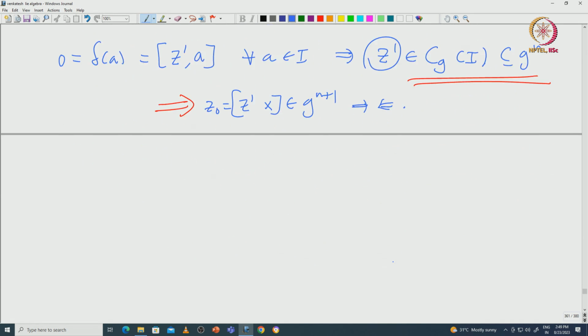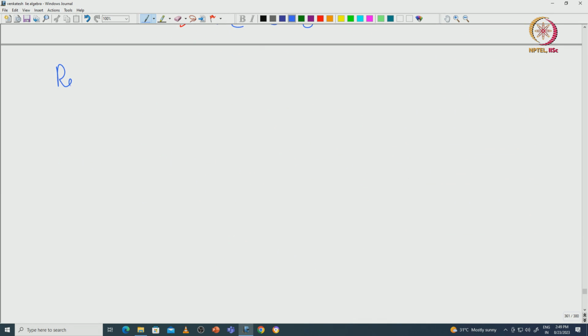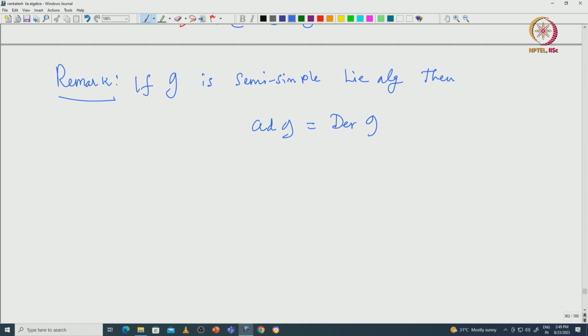Okay. So, here is a remark which will actually be proved later. Okay. In case we deal with what is called a semi-simple Lie algebra. So, if g is a semi-simple Lie algebra, then one can prove that this ad g is exactly equal to the derivations of g. Okay. There are no outer derivations. So, only inner derivations are possible. Okay. So, this is the first thing that we will prove.